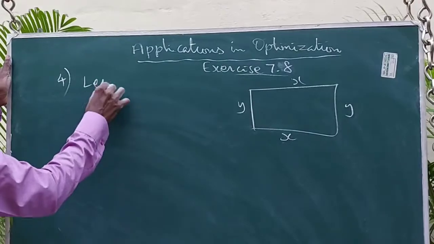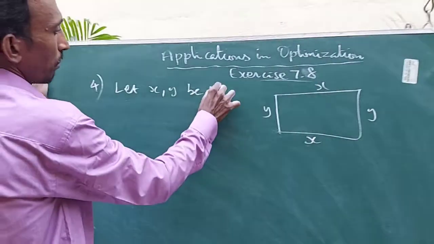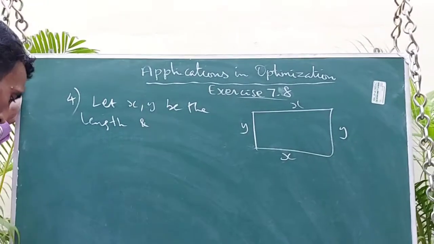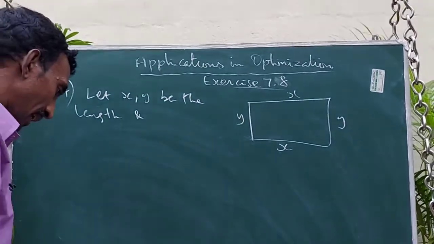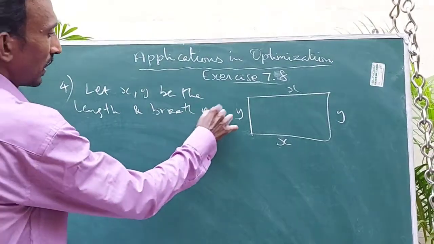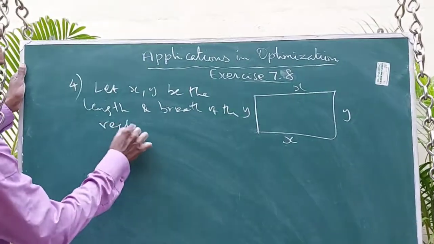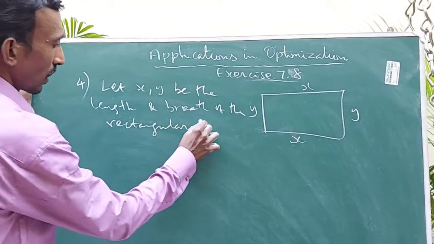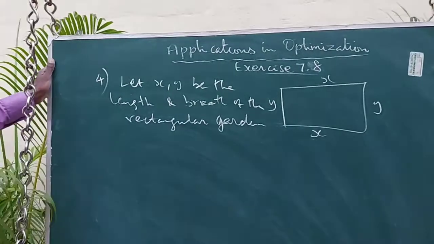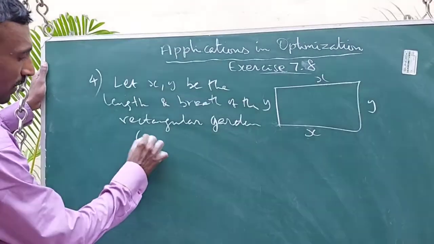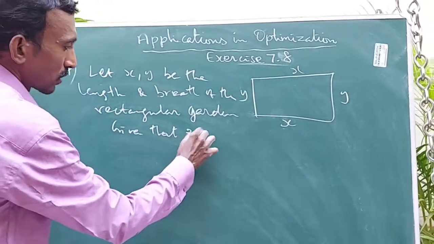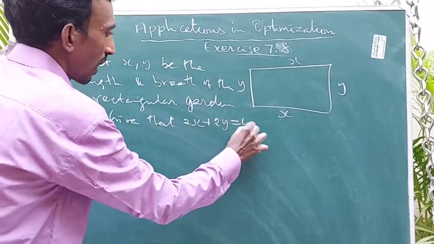So let x comma y be the length and breadth of the rectangular garden, given that perimeter 2x plus 2y equal to 40.